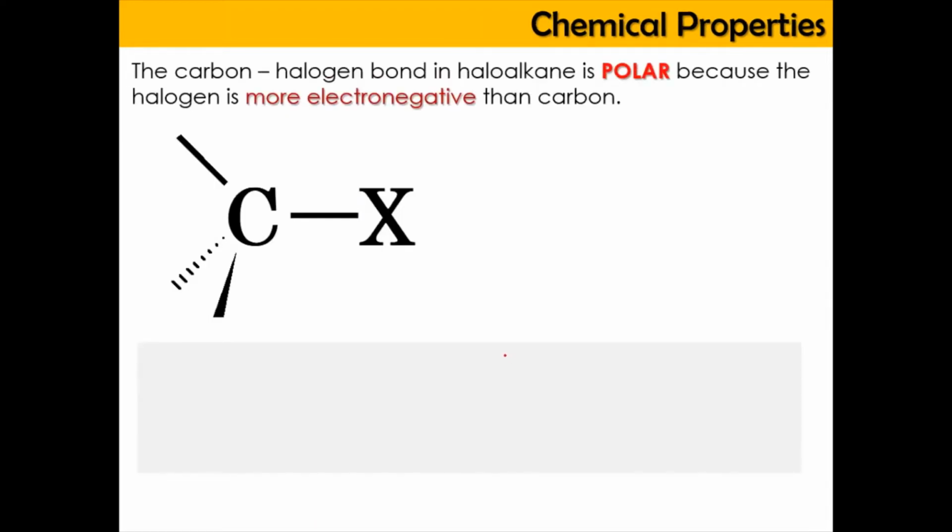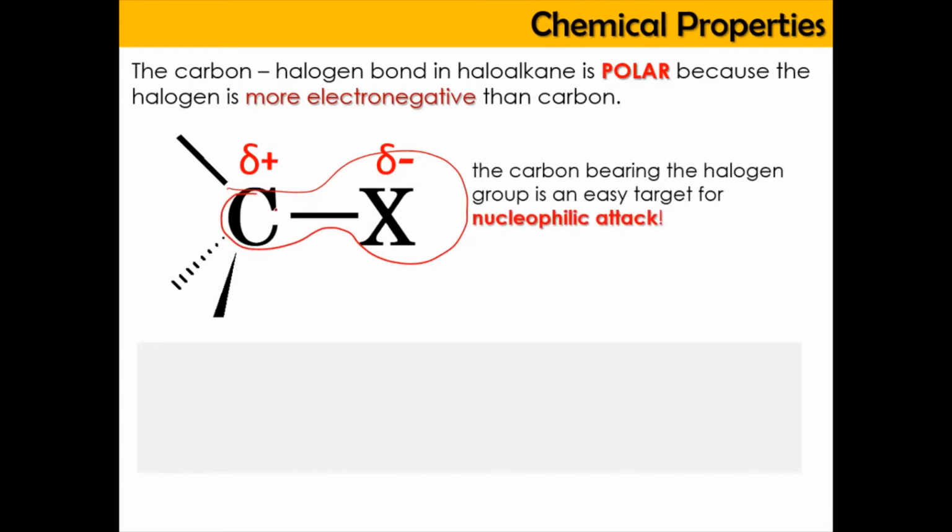So haloalkane, which contains a carbon halogen bond, is a very polar bond because the halogen here is going to be more electronegative than the carbon. So the electron density is going to move towards the halogen group. So due to the electronegativity of the halogen atom, this carbon here will carry a partially positive charge, and this halogen group here is going to carry a partially negative charge. And because it carries a partially positive charge, it will be an easy target for the nucleophile to attack the carbon. Okay?